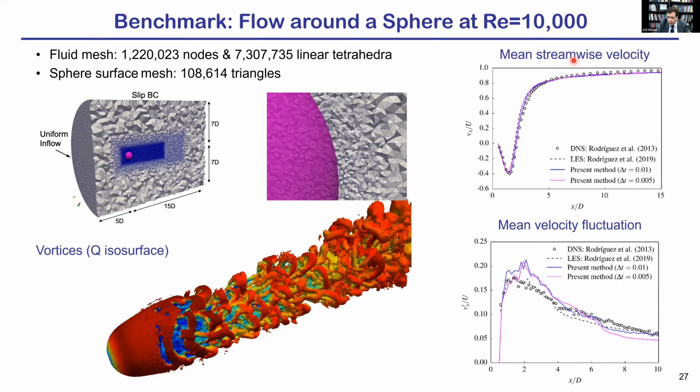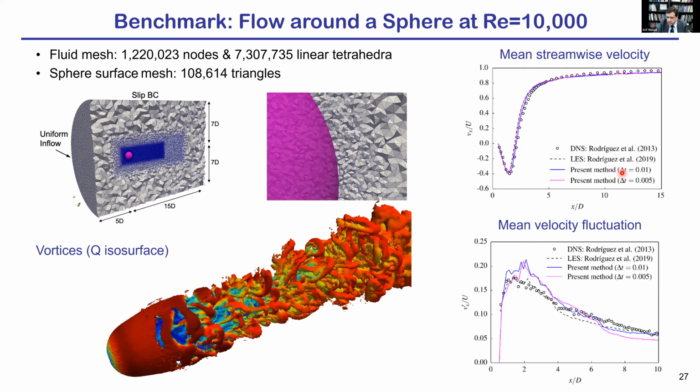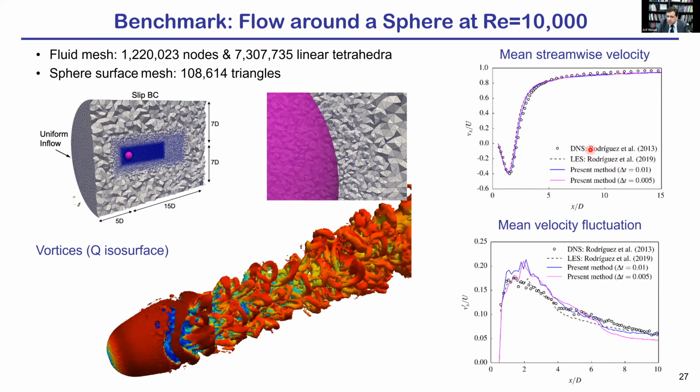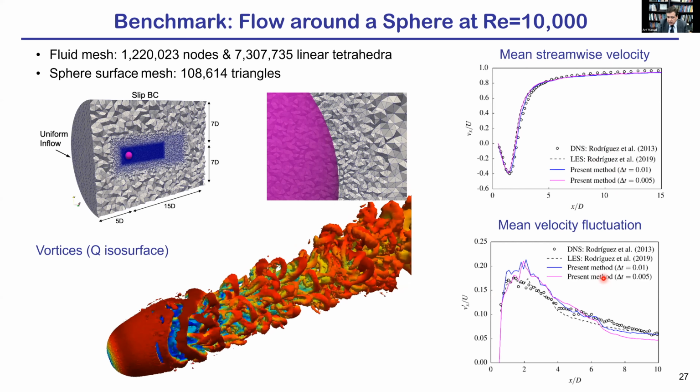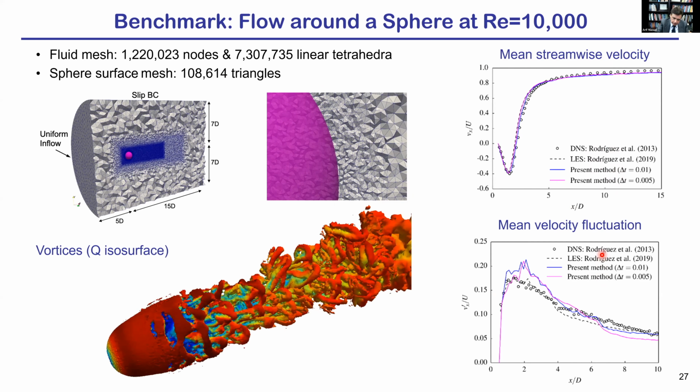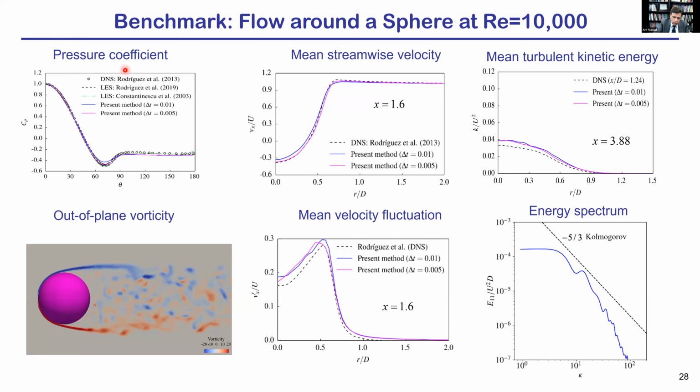Here is the mean streamwise velocity, with present results for two different time steps, and we are comparing with DNS results and NES results. Also plotted are the mean velocity fluctuations and a comparison of our results with the published results. Here is the pressure coefficient on the surface of the sphere and comparison with the DNS and NES. We have plotted the mean streamwise velocity at a distance x equal to 1.6 in the transverse direction, the mean velocity fluctuations, and the turbulent kinetic energy, which is a measure of the energy of the fluctuations in the system.